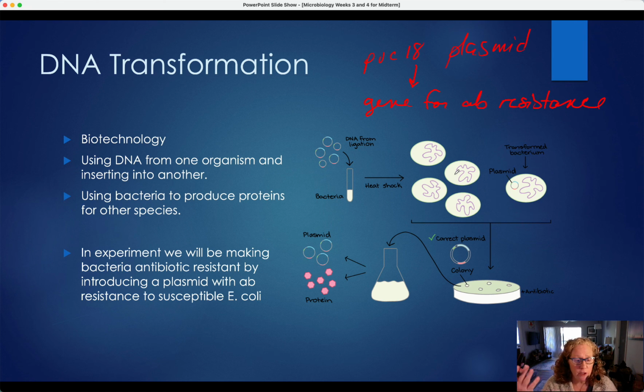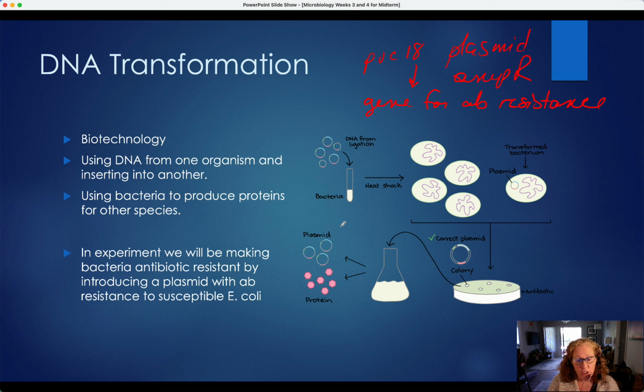Now, the bacteria that we're using in our experiment is E. coli, and ampicillin. The E. coli that we have in culture is susceptible to ampicillin. It is incapable of growing in the presence of ampicillin. The PUC18 plasmid contains a gene for ampicillin resistance, and it is referred to as the AMPR gene, AMPR, capital R. What we're going to do is introduce this PUC18 plasmid into the bacteria cell.